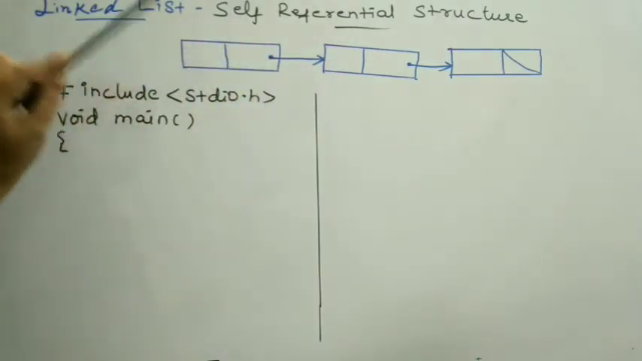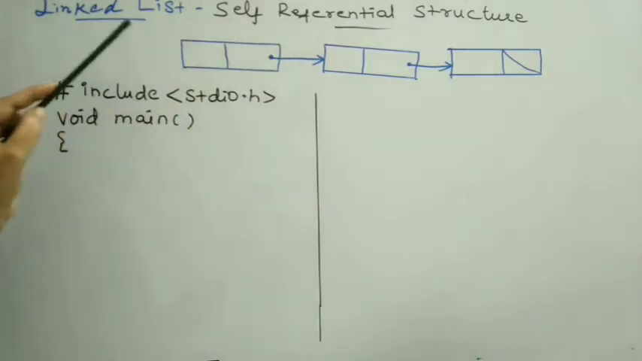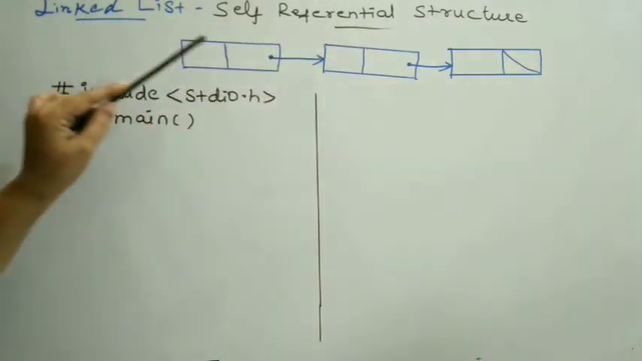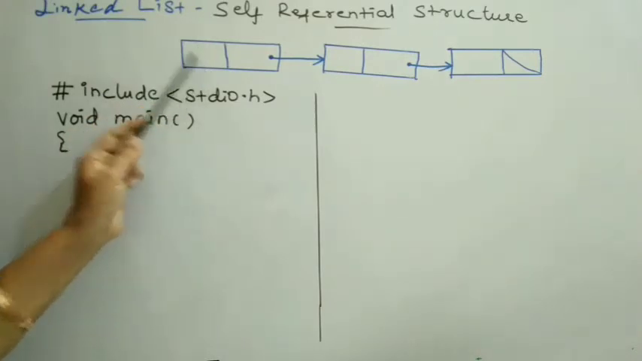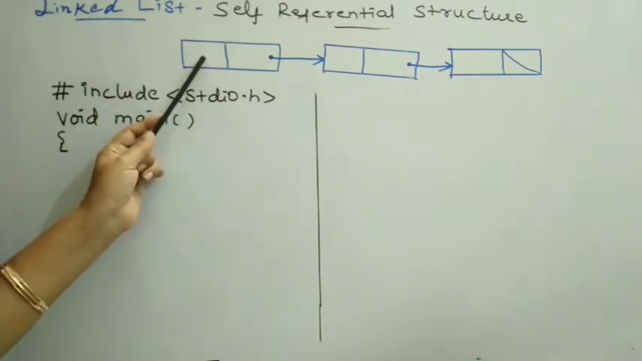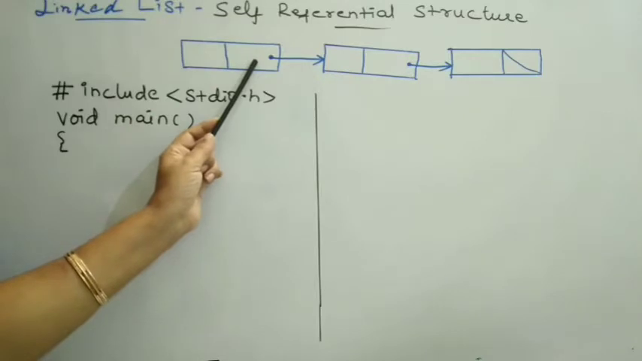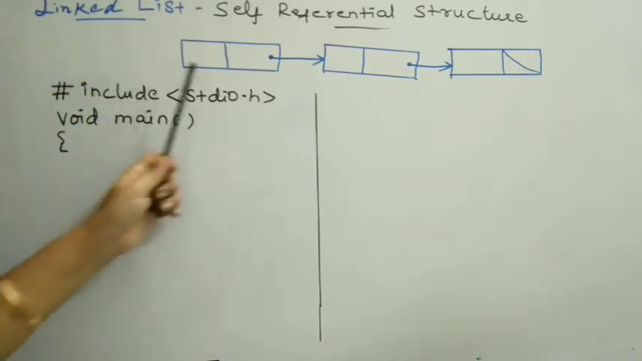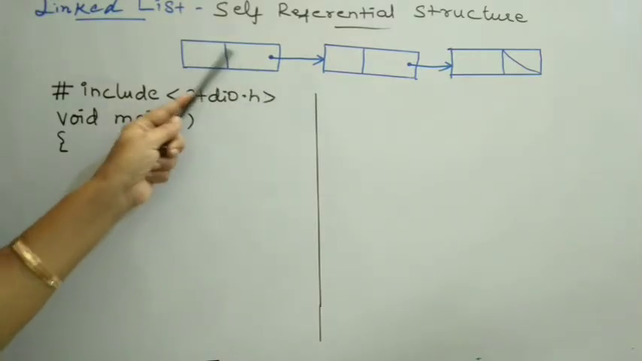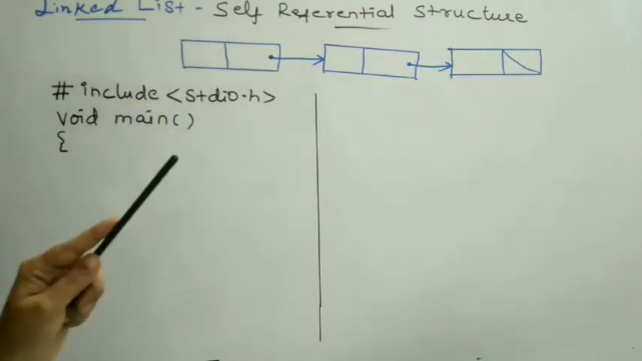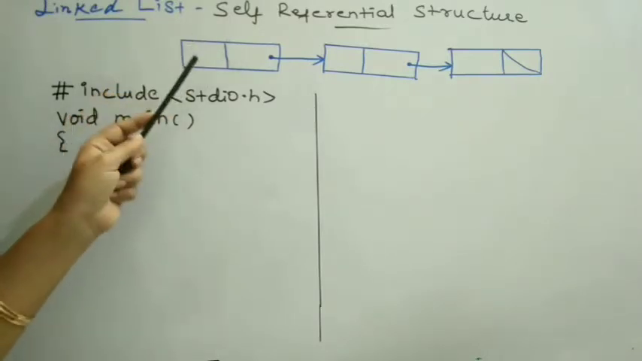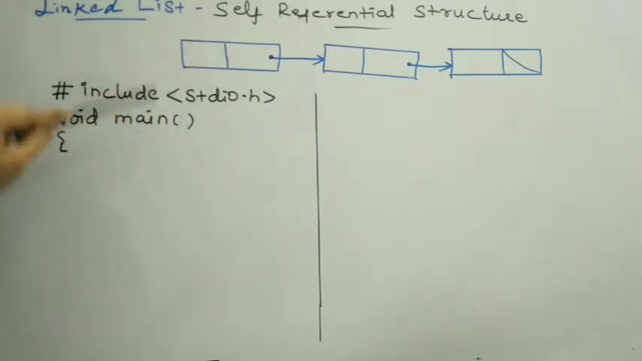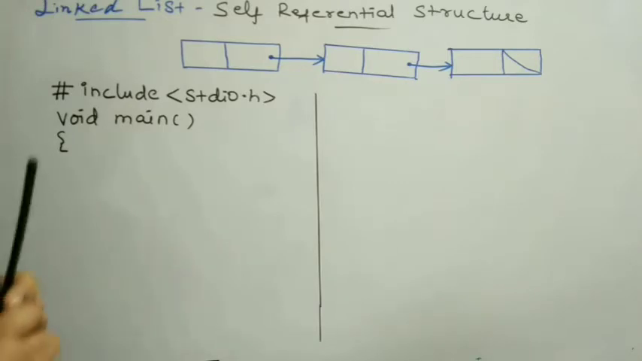Basically, what does a node contain? This is a diagrammatic representation of a linked list. A node contains an integer value and a pointer value. If I want to define this node, I am going to adopt a structure. Why a structure? Because the node contains two data items: one is integer data, another is a pointer variable. Since they are of different data types, we need a structure to define this node.